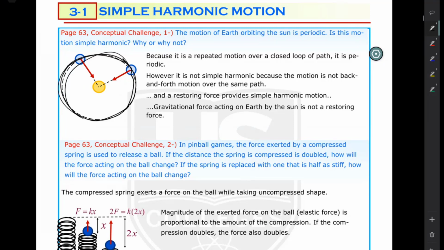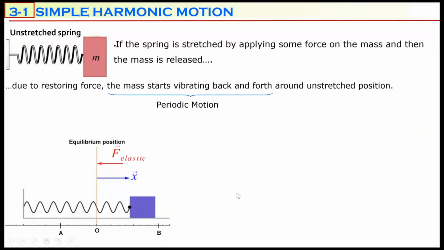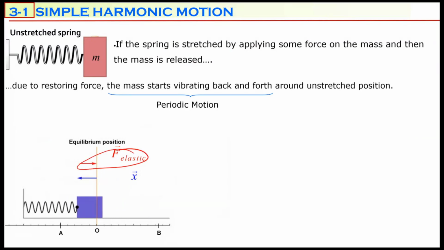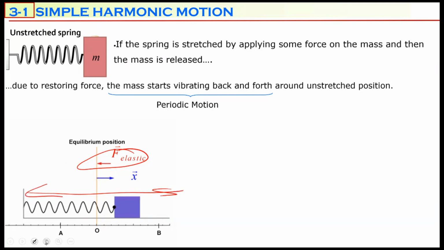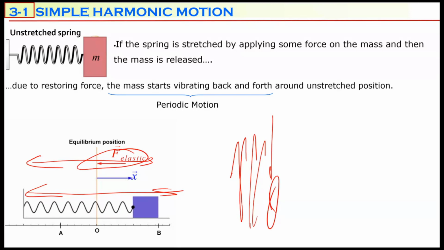Why or why not? So this is not simple harmonic because the force acting on the Earth is towards the center. And in simple harmonic motion, if you look at this figure, you are going to see that the restoring force is always along the direction of the motion. Yani, the object is vibrating horizontally, and the restoring force is also horizontal. If the mass was vibrating vertically, you would observe that the restoring force is vertical. Yani, the elastic force or restoring force is always parallel to the direction of the vibration.